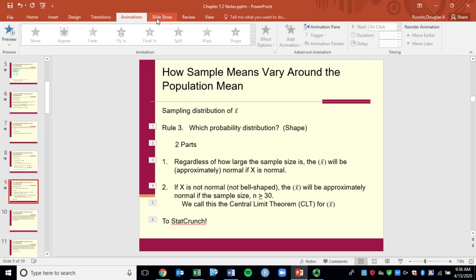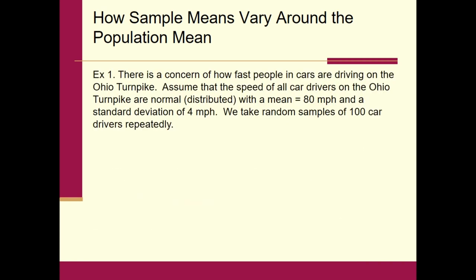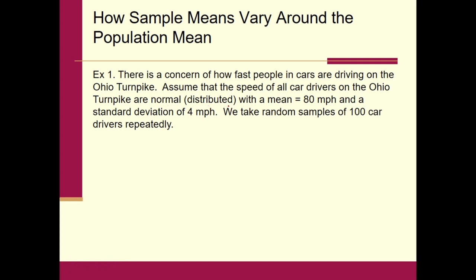All right, so let's go to the next slide. So here's an example. It says there's a concern of how fast people in cars are driving on the Ohio Turnpike, so we're only looking at cars, not trucks. Assume that the speed of all car drivers on the Ohio Turnpike is normal, or you could say normally distributed. So if you see normally distributed, it means normal, right? What does that mean? If we were able to take the speeds of all the cars on the Ohio Turnpike, it's going to be a nice bell-shaped curve.